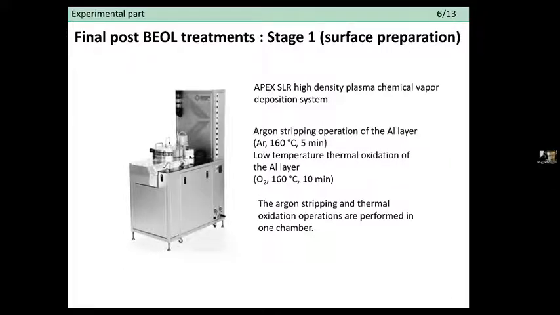The preparation for the sensitive surface deposition is carried out in two steps, combined into one unit, in one cycle. First we have argon stripping of the top part of the aluminum layer. And then in the same chamber, in an oxygen atmosphere, we have low temperature thermal oxidation of the aluminum layer, forming a thin film of aluminum oxide.